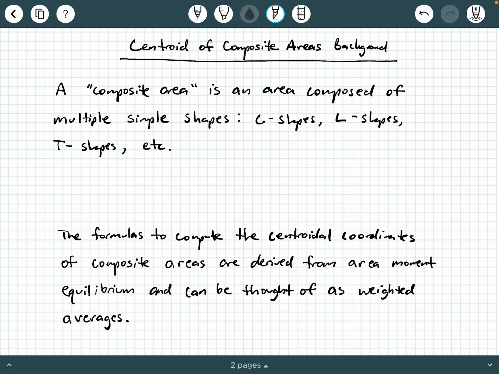Hey everybody, Dr. A here, and in this video we're going to be going over some background information on how to compute the centroid of composite areas.